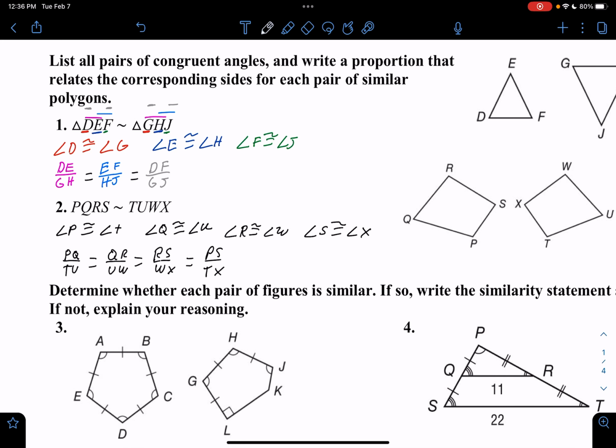Now, in order for it to be similar, it needs to be the same shape, different size, but same shape. And to have the same shape, they need to have congruent angles. The angles are key here. They have to be congruent.